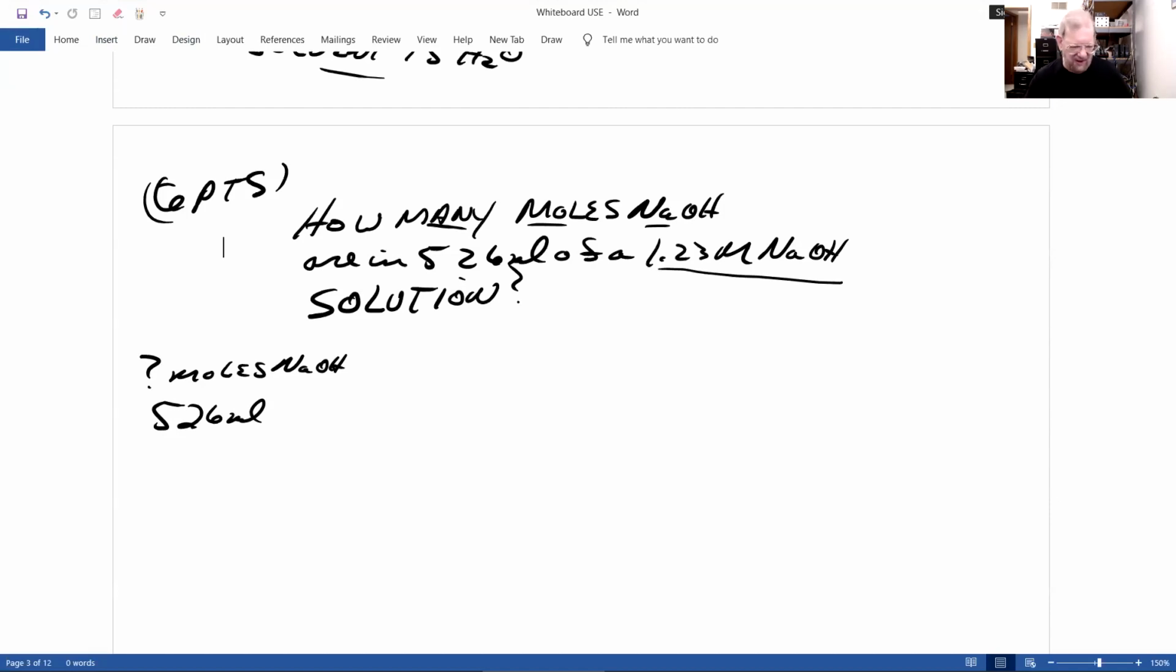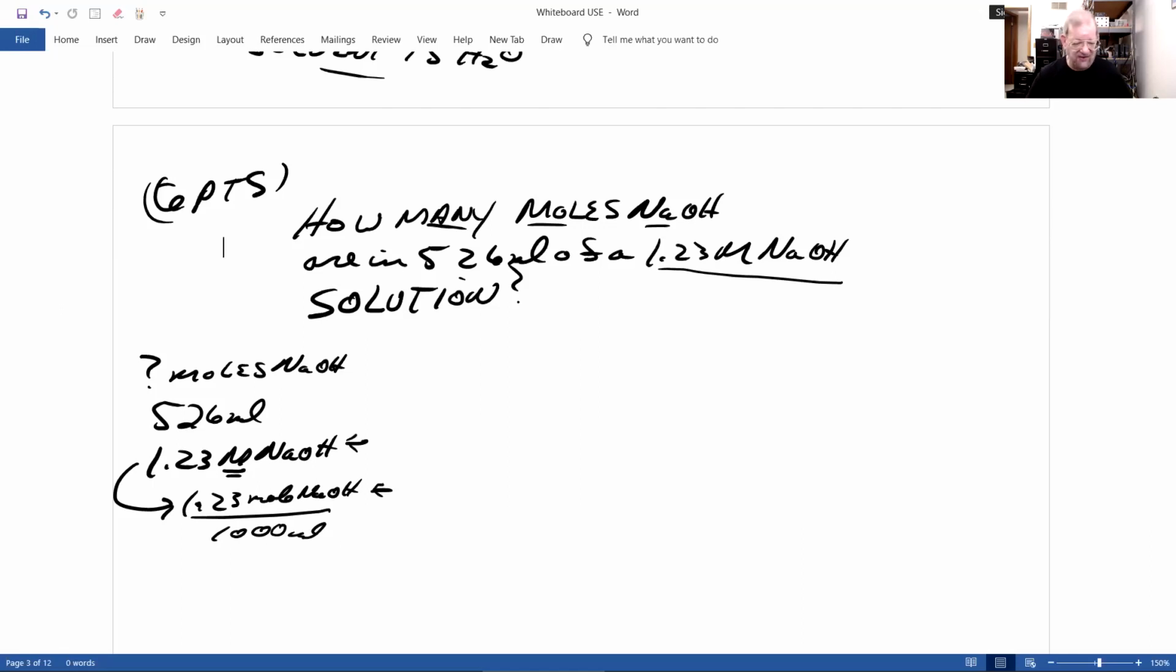No, it's not a magic number. 1.23 capital M NaOH. And for these types of problems, as soon as you see capital M molarity, what does that mean? I'm going to rewrite it. It's 1.23 moles NaOH per 1,000 milliliters. Because we just did this. What does this mean? And it means this.